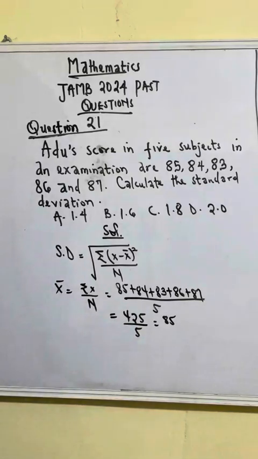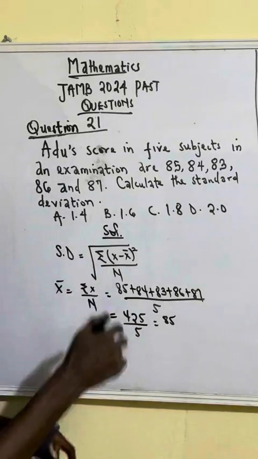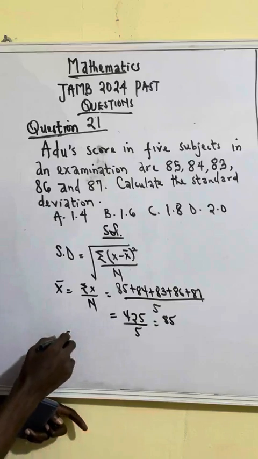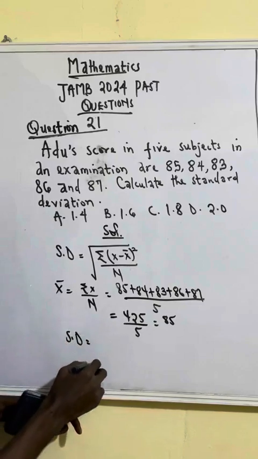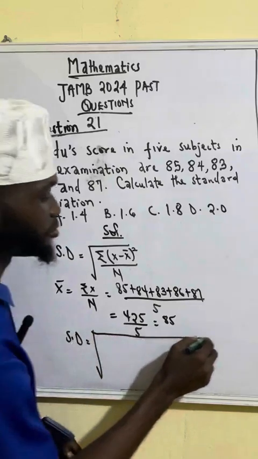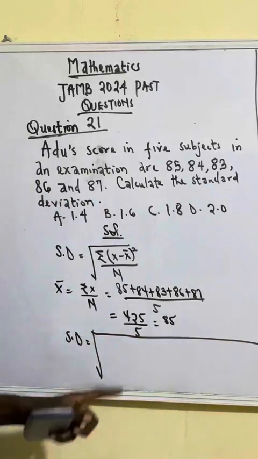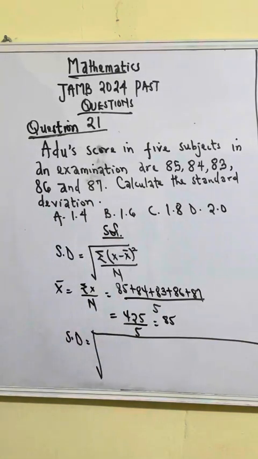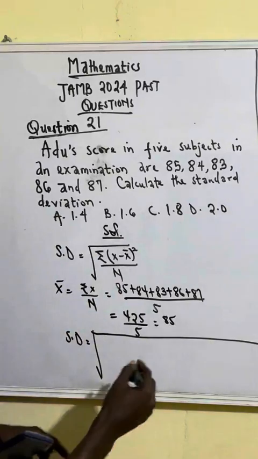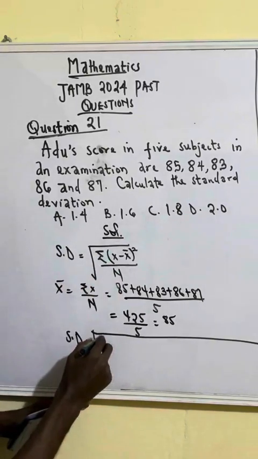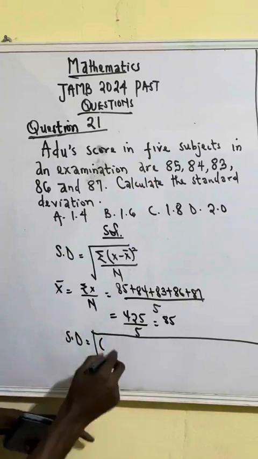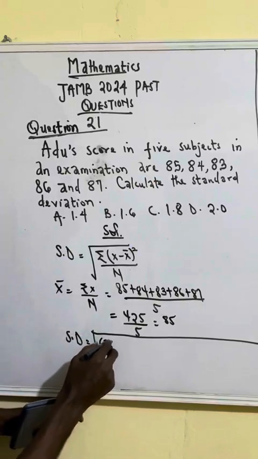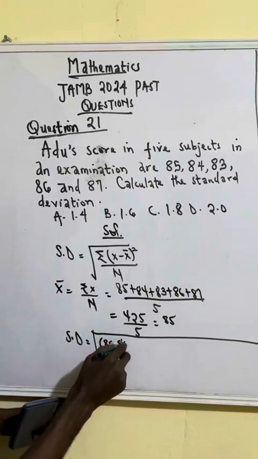So we are not done yet. We take the square root of everything. SD will now be the square root of, let me form a big square root. I will subtract the mean from each of the scores and sum it up. So that's the meaning of this. Starting with the first score, I will have 85 minus the mean, which is 85.